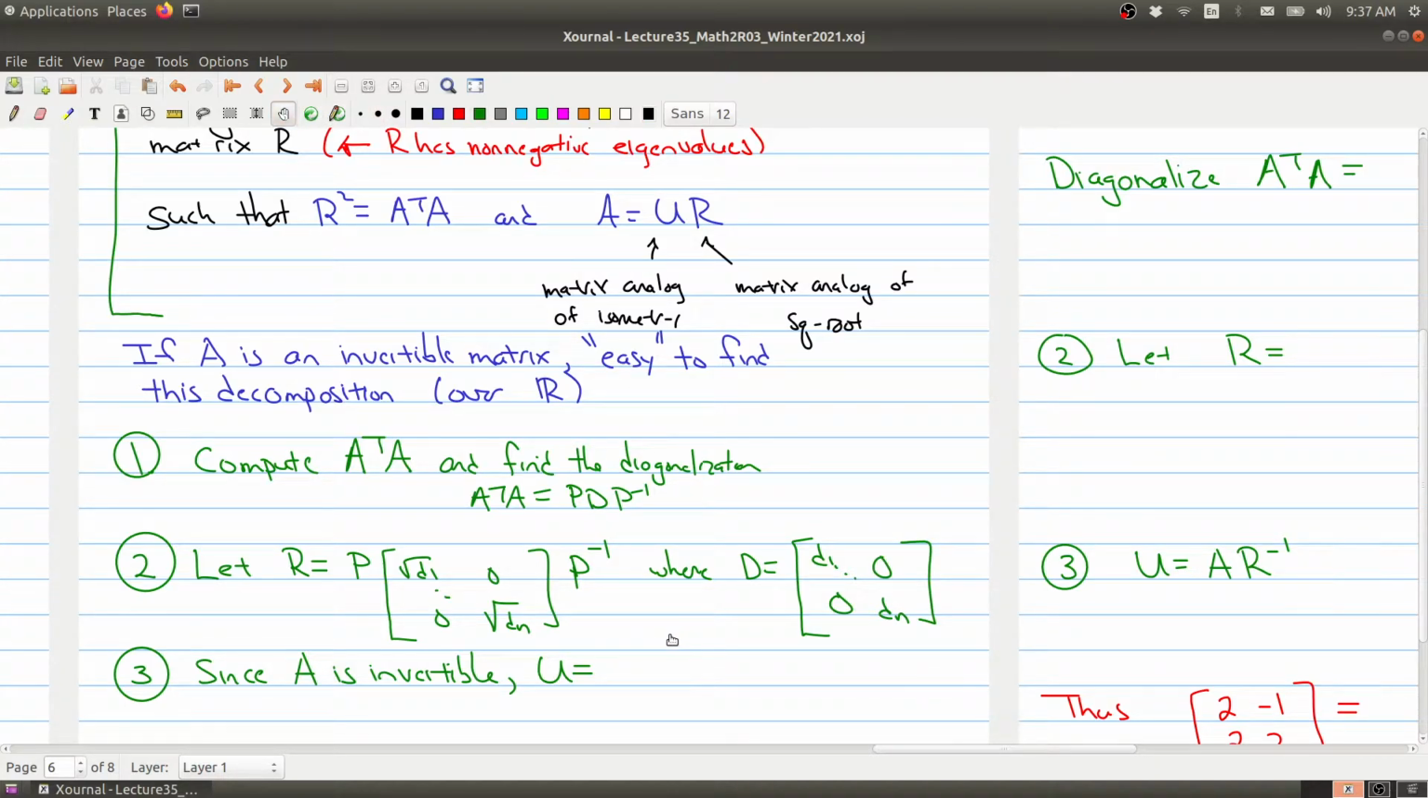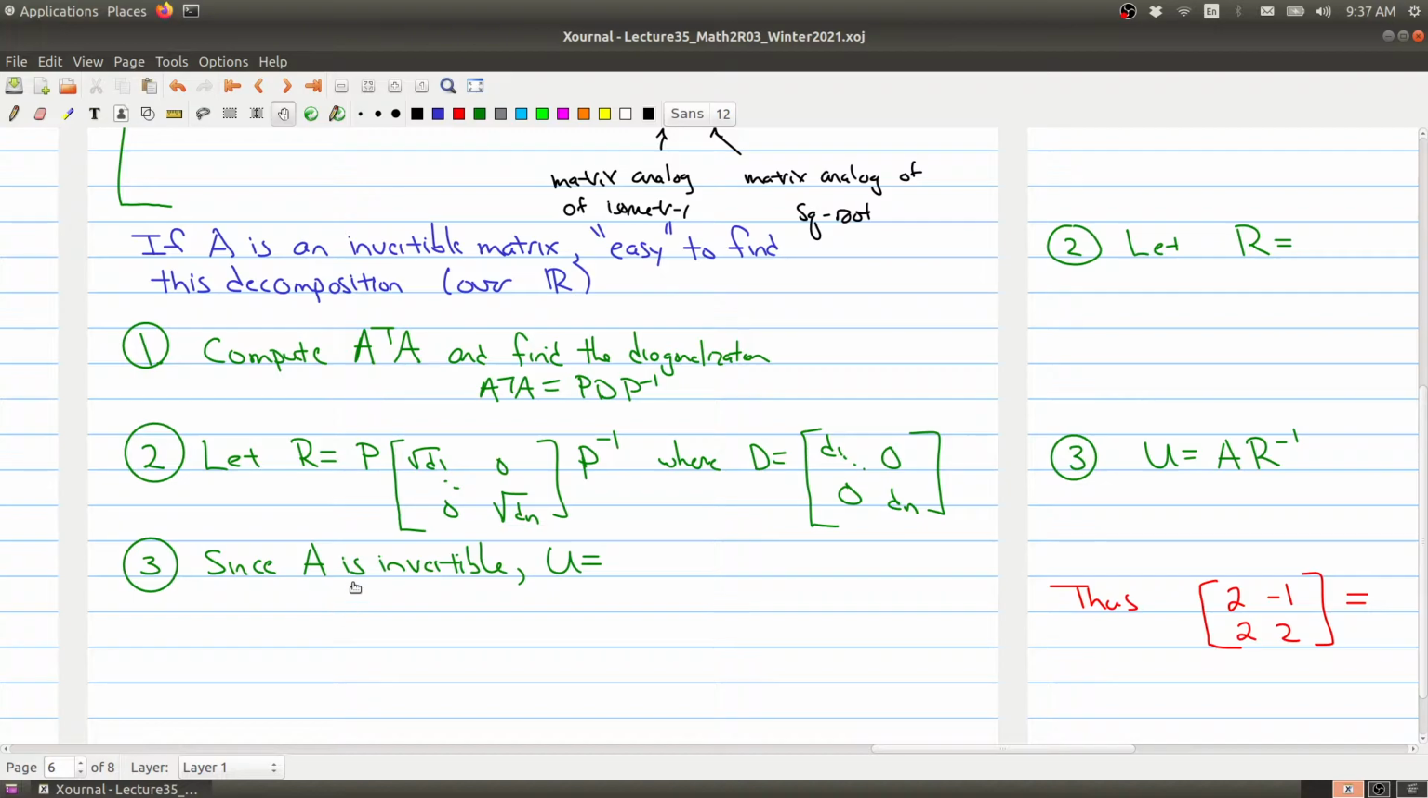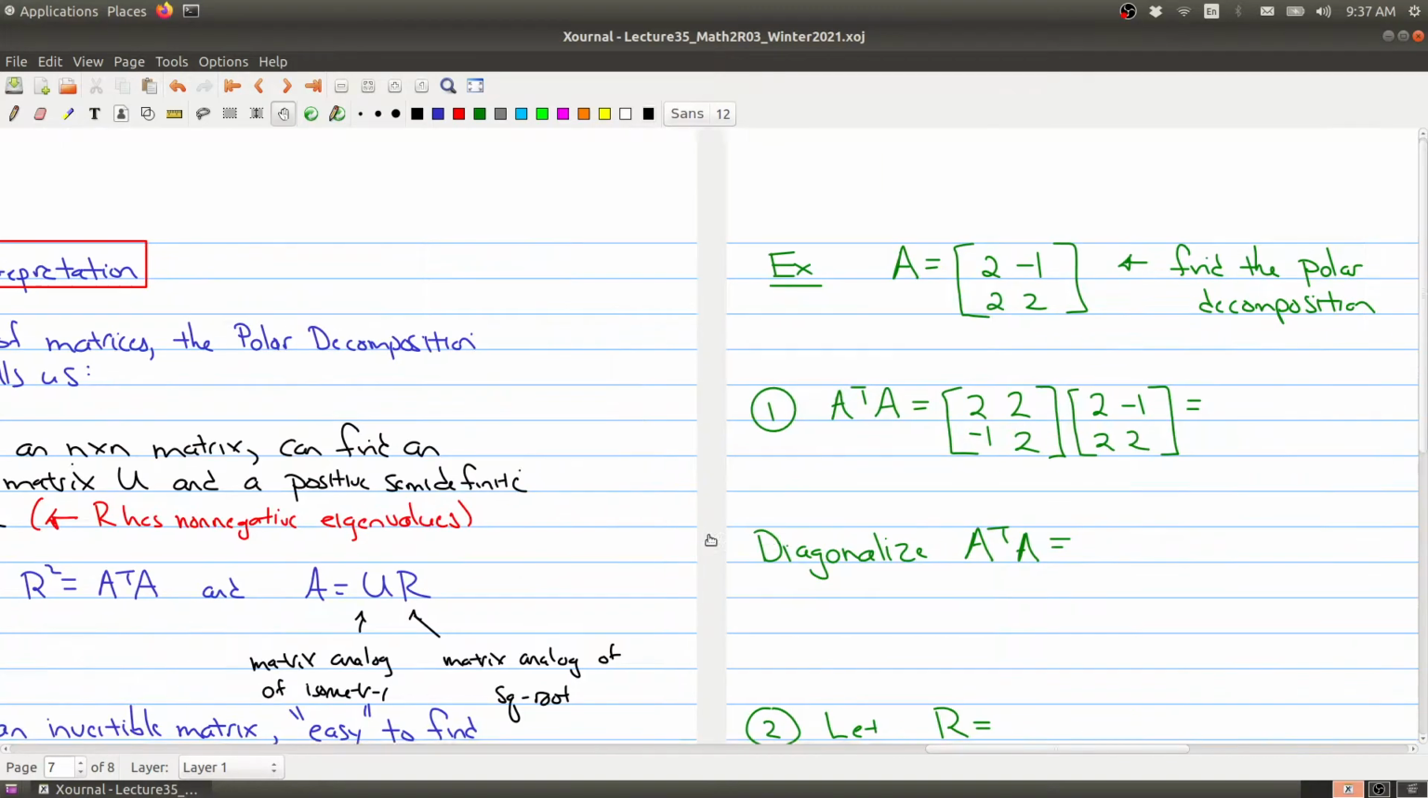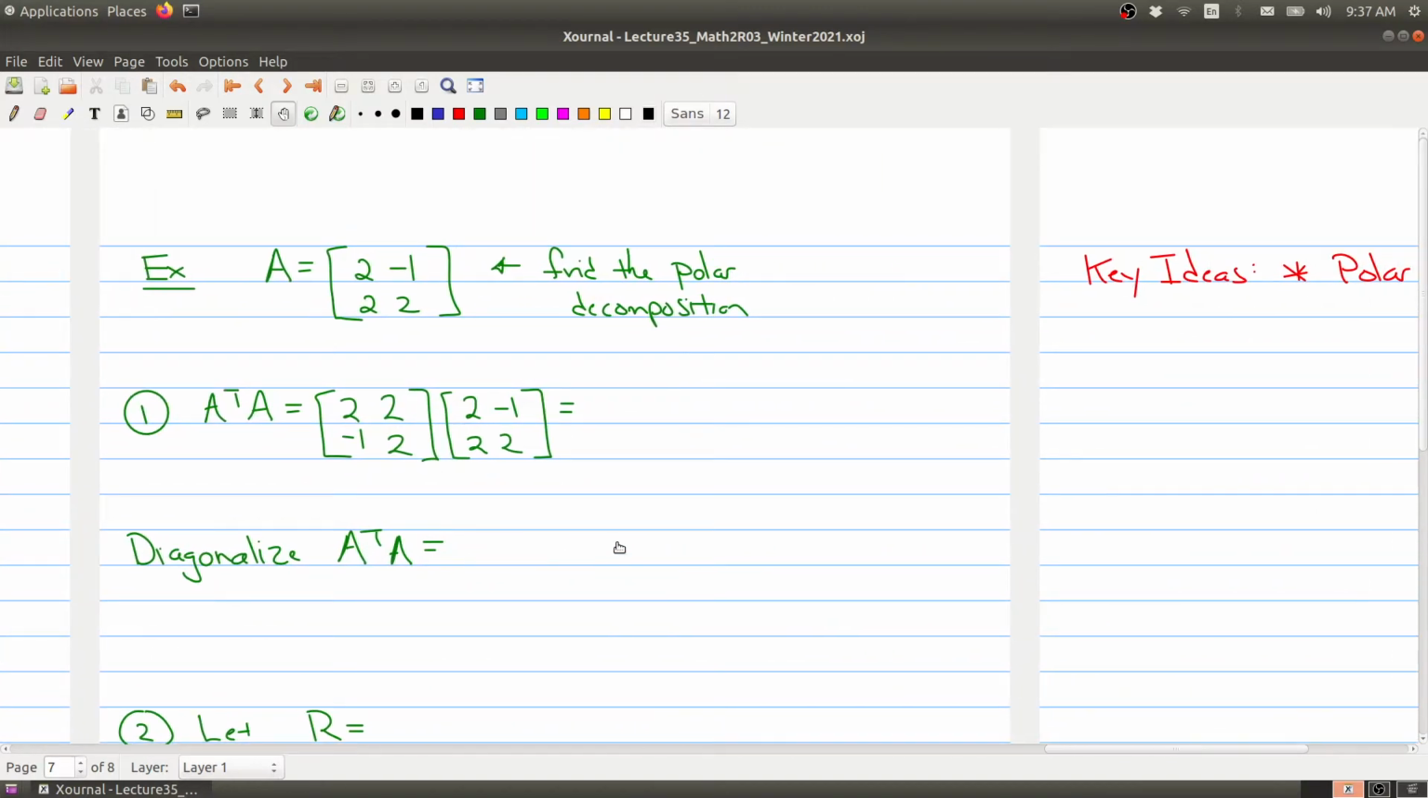And finally, since A is invertible, we know that the matrix U that we're looking for has to satisfy U equals A times R inverse. So at the end of the day, we find R, and we're given A, so we can find the U that we're looking for. Let me walk through this procedure with a concrete example. Let's say we want to find the polar decomposition of this matrix.